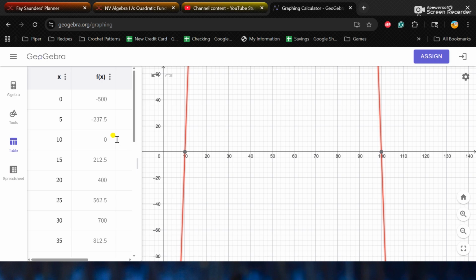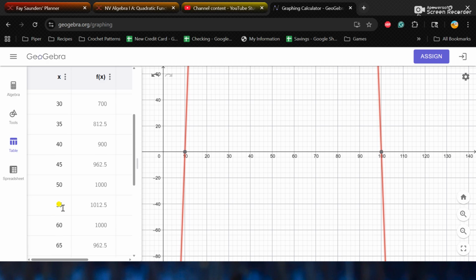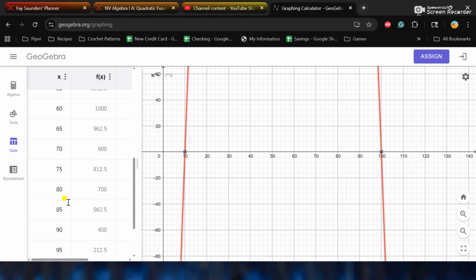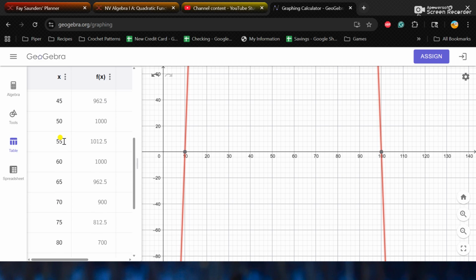So at 0, we're negative 500. At 10, we're at 0. At 20, we're at 400. At 30, we're at 700. At 40, we're at 900. At 50, we're at 1,000. At 55, we're at 1,012.50. At 60, we're at 1,000. Then 7,900, 8,700, 9,400. At 100, 0. Okay, so Jake's business needs to sell 55 pieces of pottery each month to maximize profit, because that is our highest.